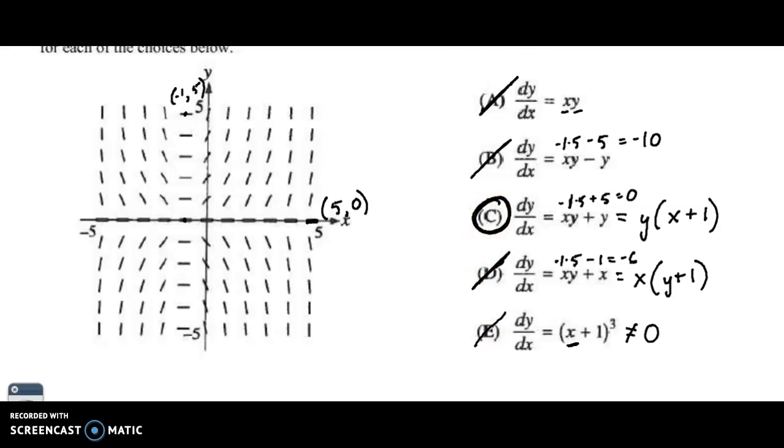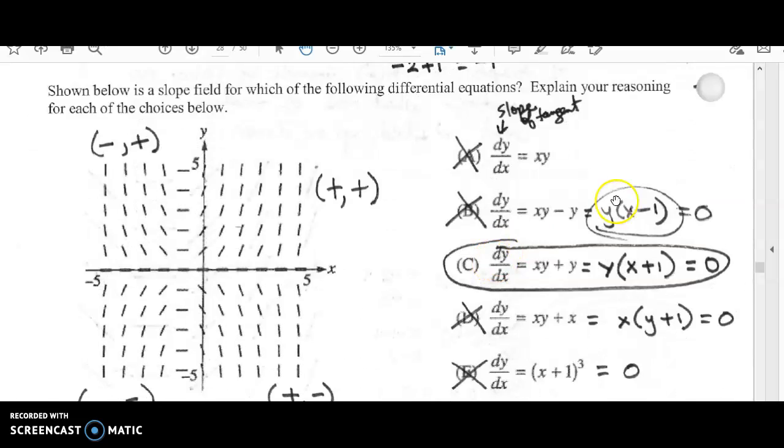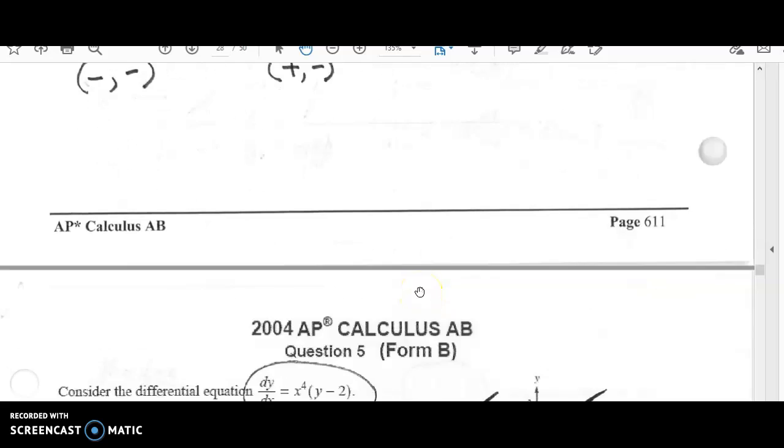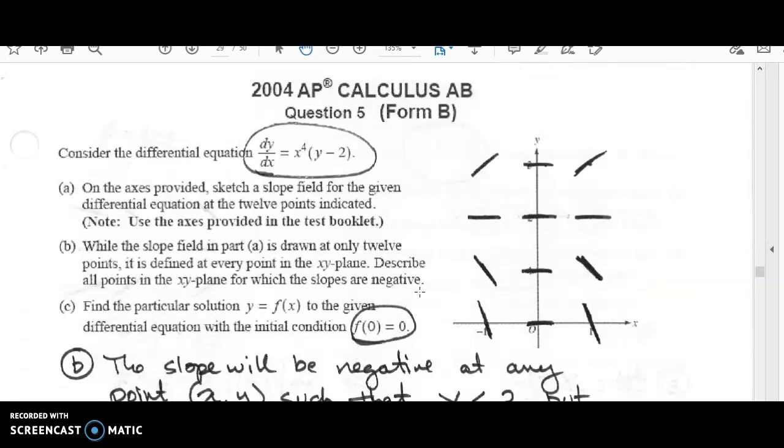I don't know if my answer key does the same thing. He notices where our slopes are positive or negative, but it looks like overall he did the same thing I did. He looked for where these tangent lines are 0 and then factored out. I think I'm going to stop the video here. Write down any questions you can.